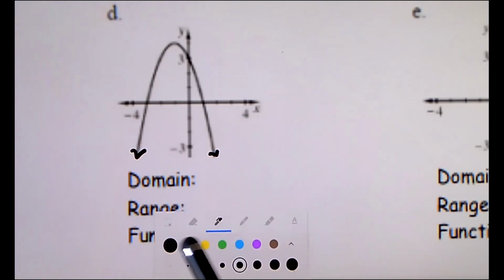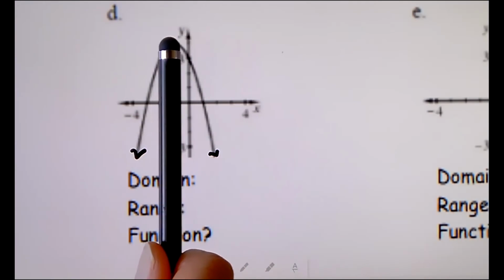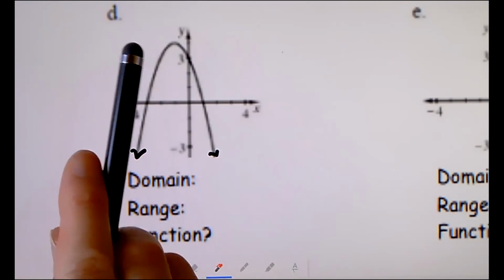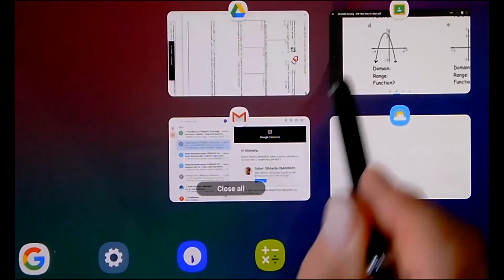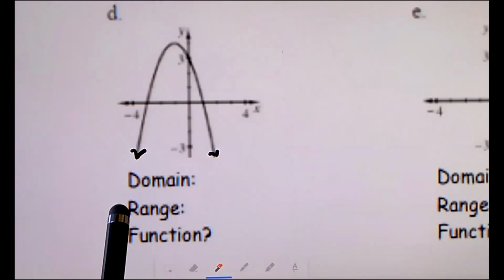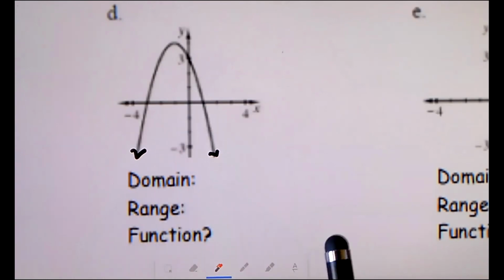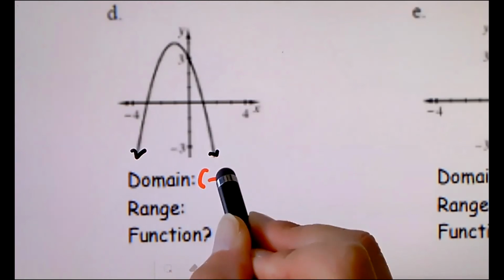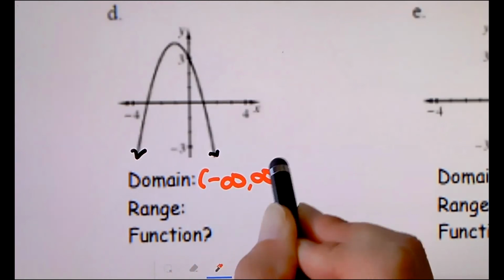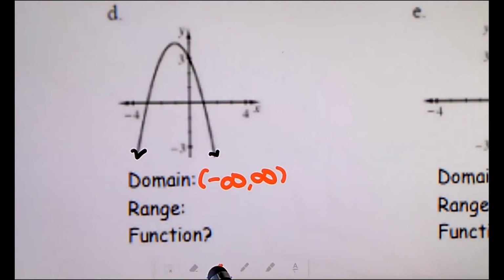So when I'm doing domain, again, it's how far to the left. As I'm going left, don't stop at -4, because not only is this going down forever, but as it's going down, you see how it's also going left forever. And it's also going right forever. So this is going to be -infinity to infinity, because it's going to keep going left forever and right forever.